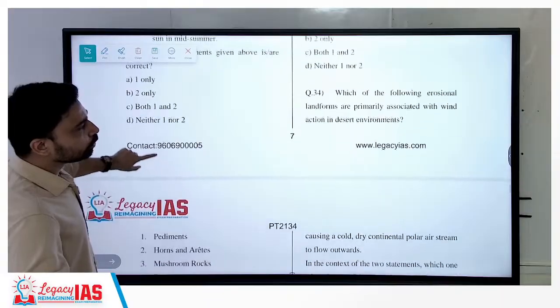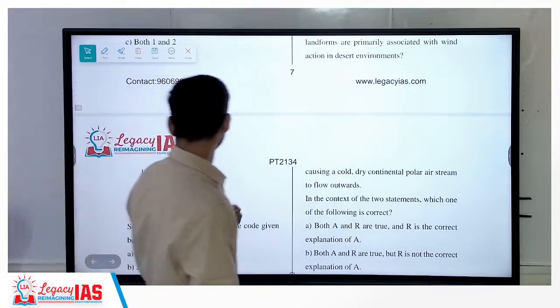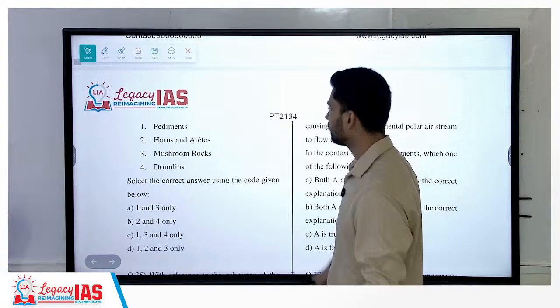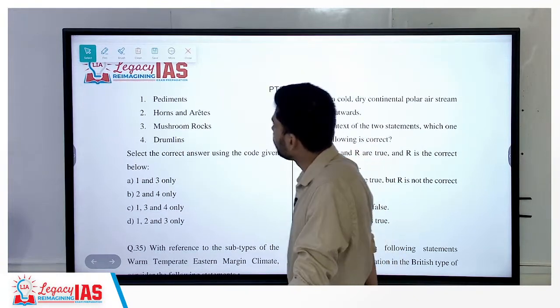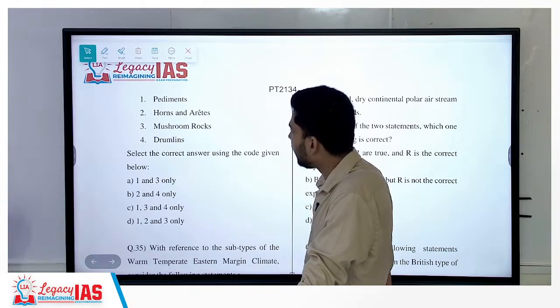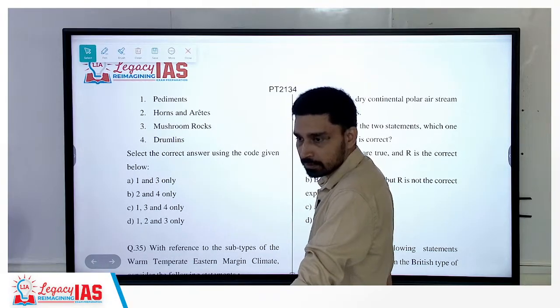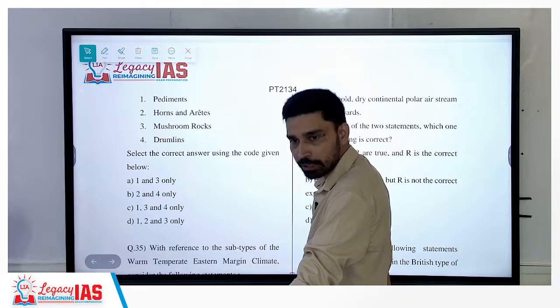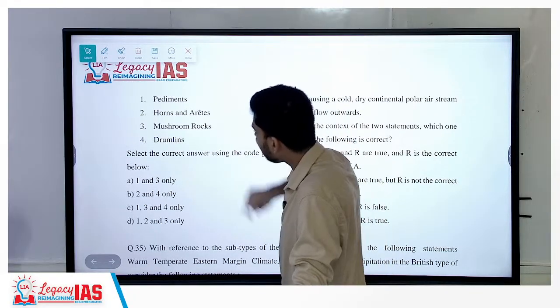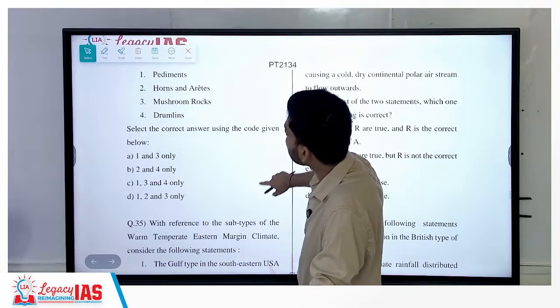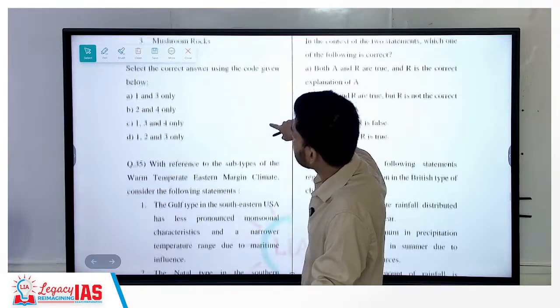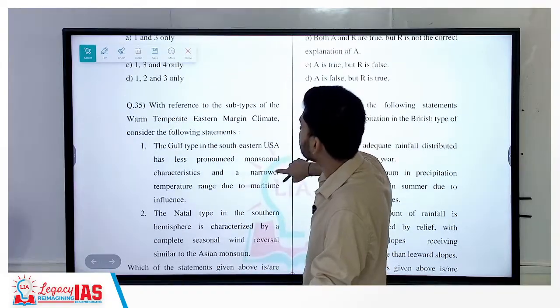Landforms associated with wind action in desert environment. What are these? Easier, I think. Pediments and mushroom rock. So 1 and 3, A. Horns and arêtes are glacial landforms. Drumlins also are glacial landforms. So the second and fourth, you should know, are glacial landforms. 1 and 3 are the desert landforms. So A is the right option.